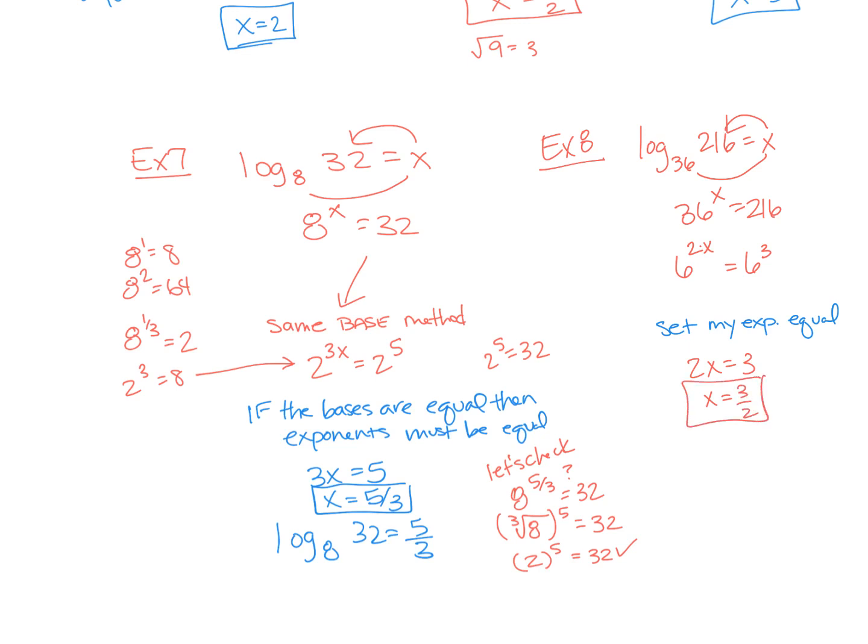Let's say I want to check this answer. Okay, let's check this one. So I'm going to raise 36 to the 3 halves power to see if I get 216. The denominator is my root, so it's the square root of 36 cubed. I'm going to see if that's 216. So the square root of 36 is 6, and then 6 cubed is 216. So it looks like these two problems check out.